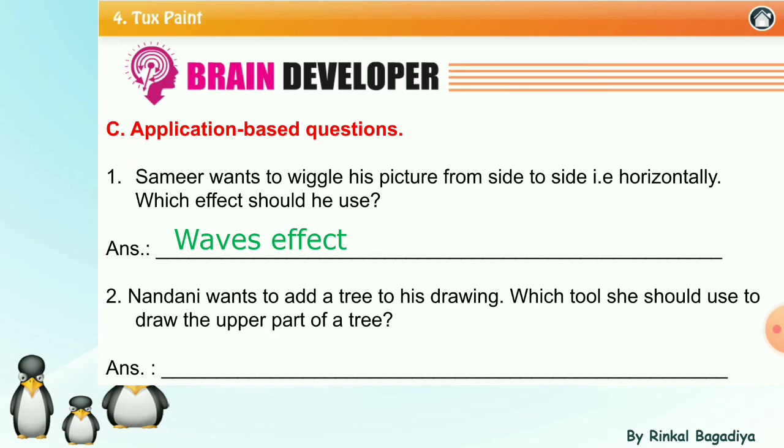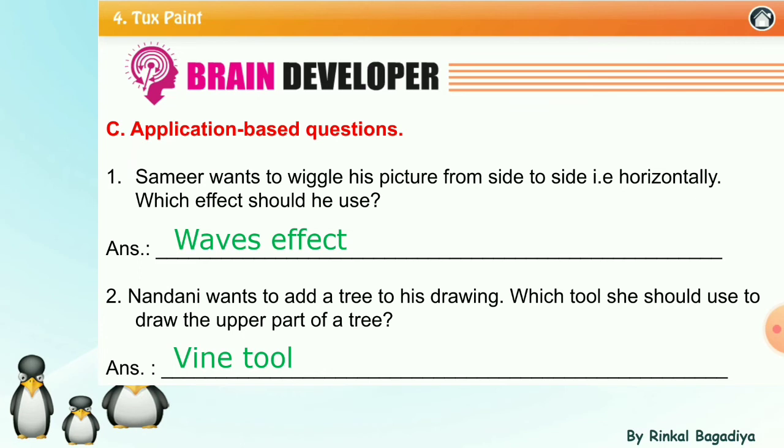Number 2. Nandini wants to add a tree to her drawing. Which tool should she use to draw the upper part of a tree? Upper part means leaves of the tree. So to draw leaves of a tree, which tool can we use in Tux Paint? Vine. So write down answer 2 is vine tool. This tool is available in the subtool box of the paint tool.